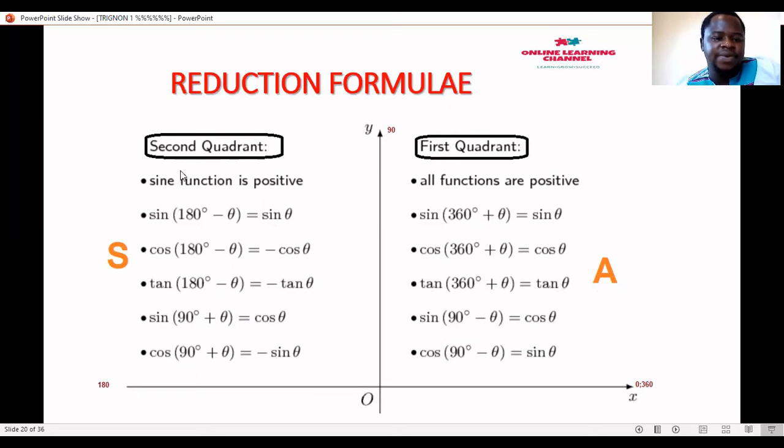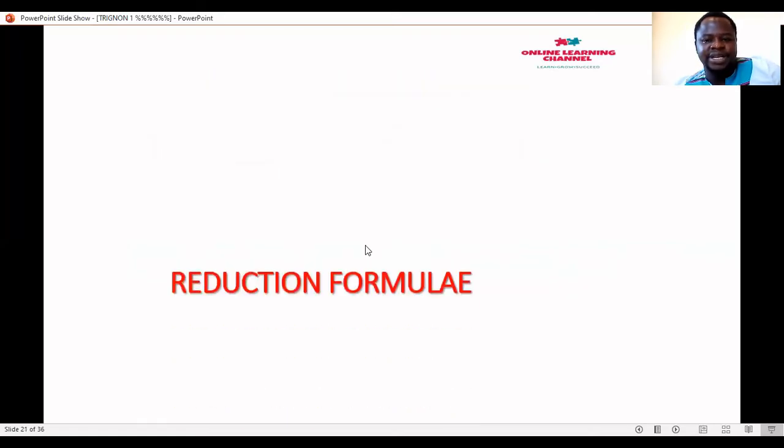Now here on the second quadrant, we're saying that S, meaning that sine is positive. So sine 180 minus theta is in the second quadrant, sine is positive, it's not a cofunction. Cos 180 minus theta, cos is negative there, so you write negative cos theta. Tan 180 minus theta, tan is negative there, negative tan theta. Sine 90 plus theta, this is a cofunction, it will change to cos theta. Cos 90 plus theta, that's negative, so it's negative sine theta. This should be simple, guys.